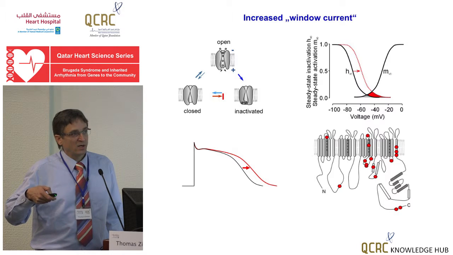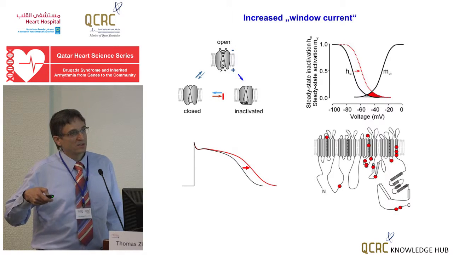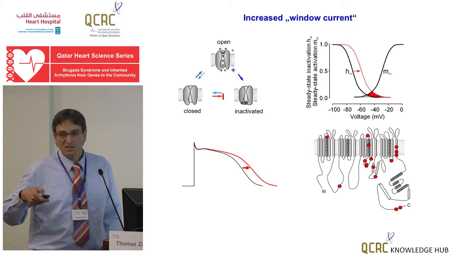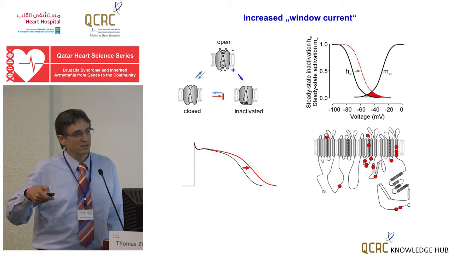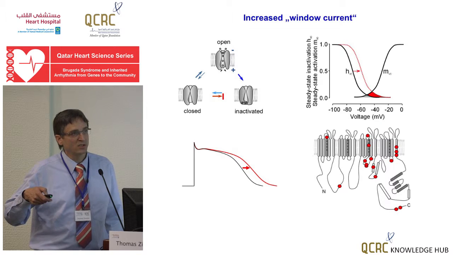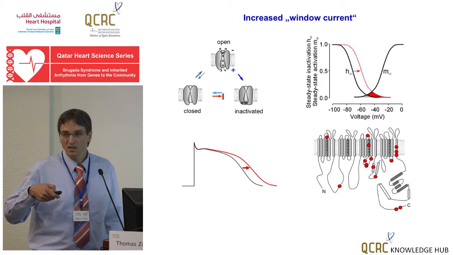If I apply a test pulse from minus 100 to 0, all the channels open. If you depolarize the cell to minus 60, if the resting membrane potential is minus 60, then the channels are not open. This voltage is not enough to open the channel, and the channels are almost closed. They are not available. So at minus 60 millivolt, they are in the inactivated state.